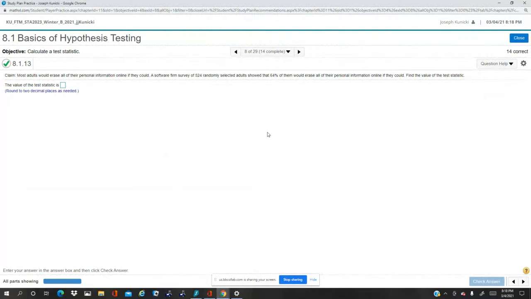A software firm survey of 524, that's N. And P hat is 64%, so 0.64. So clearly P hat's greater than 0.5, but let's see if it's statistically significant. So we're going to open up StatCrunch.